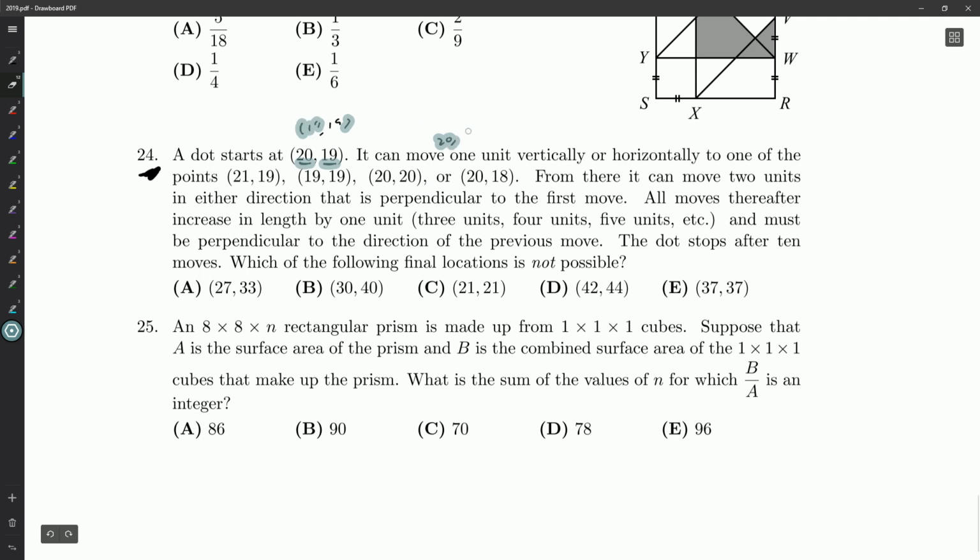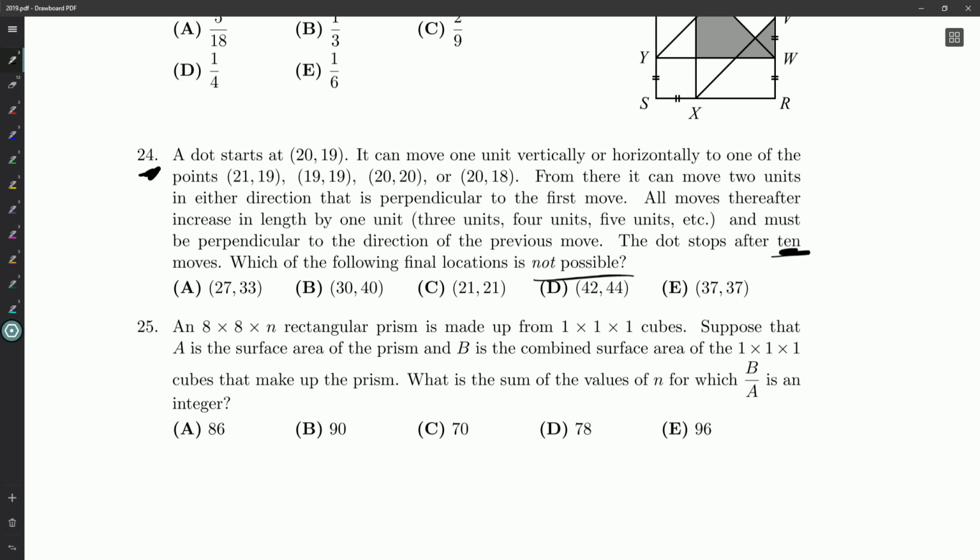Okay, now, while I clean this up, it must be perpendicular to the direction of the move before. The dot stops after 10 moves. Which of the following locations is not possible? Okay. So we've got 5 different possibilities here. Now, as I say, there's 2,048 or something like that, because of the 10 I spied here as I was reading ahead.